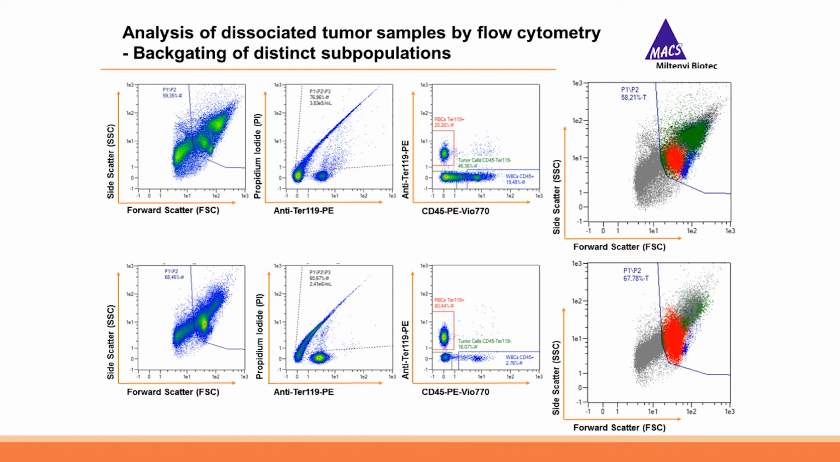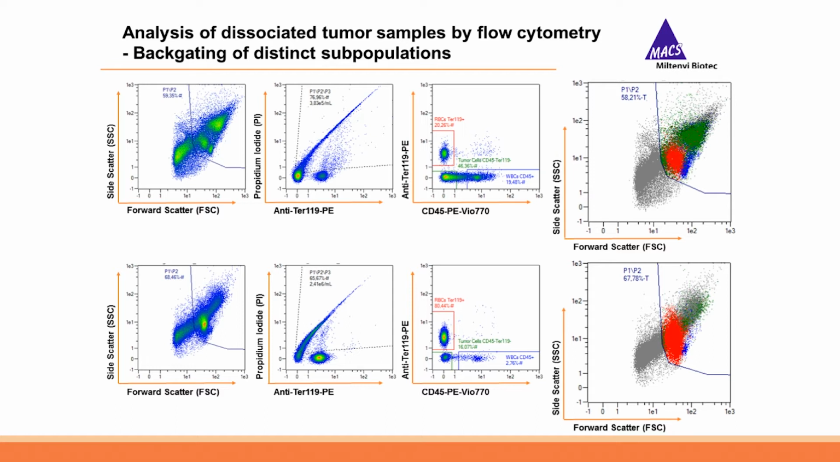And then you can draw the initial gate in a forward side scatter dot plot based on the red blood cells, because they will be the smallest cells, and therefore you are not at risk of cutting out any relevant cell type.